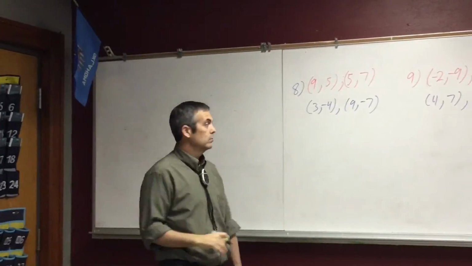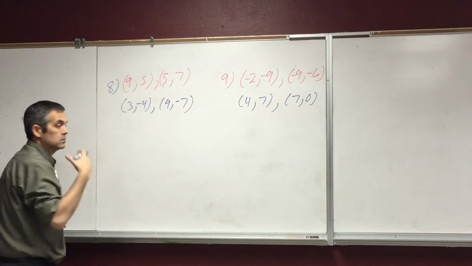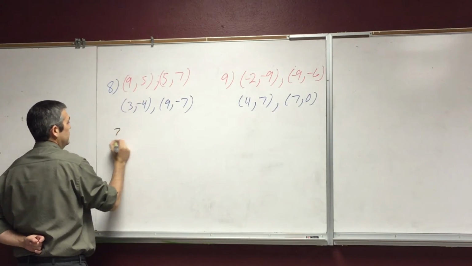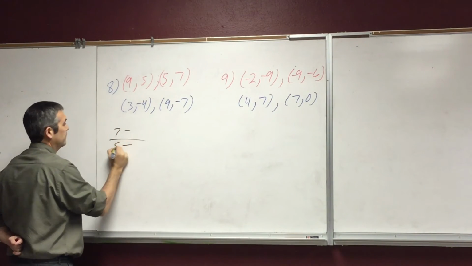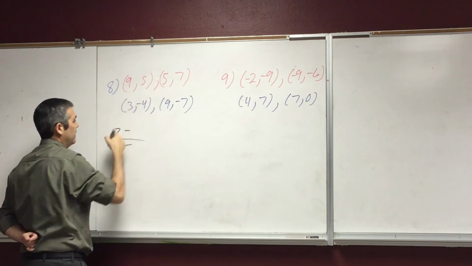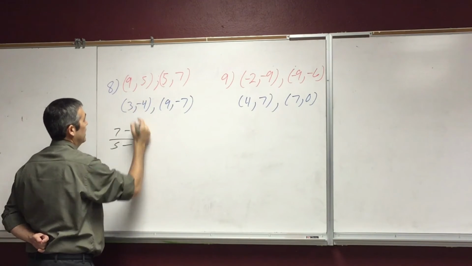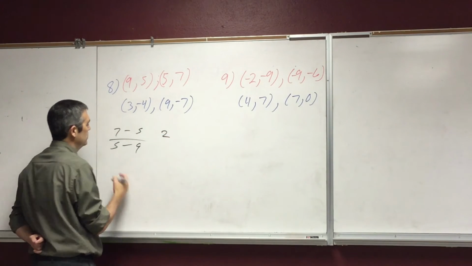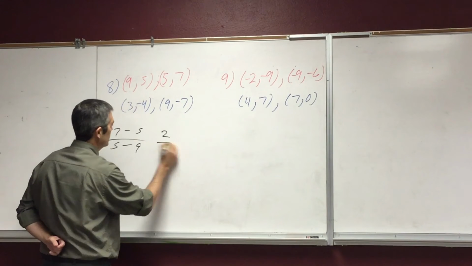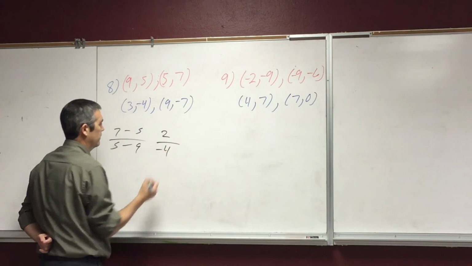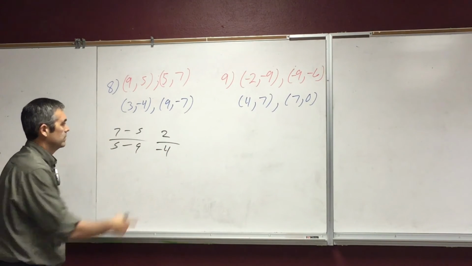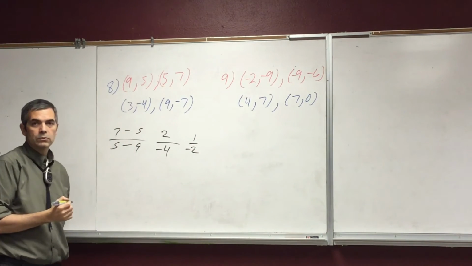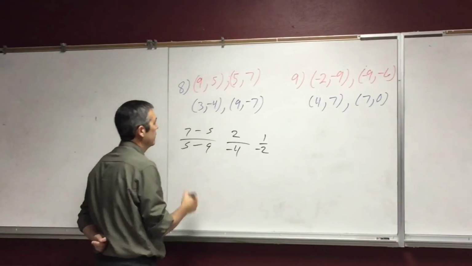I wanna make sure we're good at these, okay? So, slope formula, same thing. 7 minus, put the 5 there, that's that 7, that's that 5, okay? 5, 9, 7 minus 5, 2, 5 minus 9, negative 4, reduces to 1 over 2, or a half, negative half.